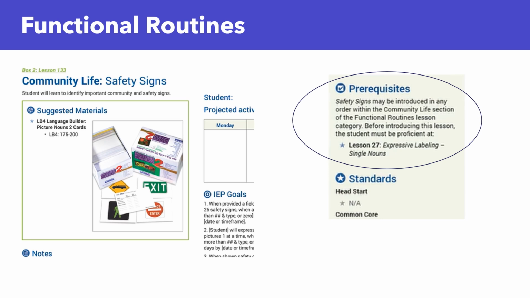Building strong functional routines is critical to success in school and in life. When a student has learned these skills, they are much more likely to be successful learning alongside their peers in a less restrictive environment. The next two content categories introduce the early academic skills of reading and writing and math.